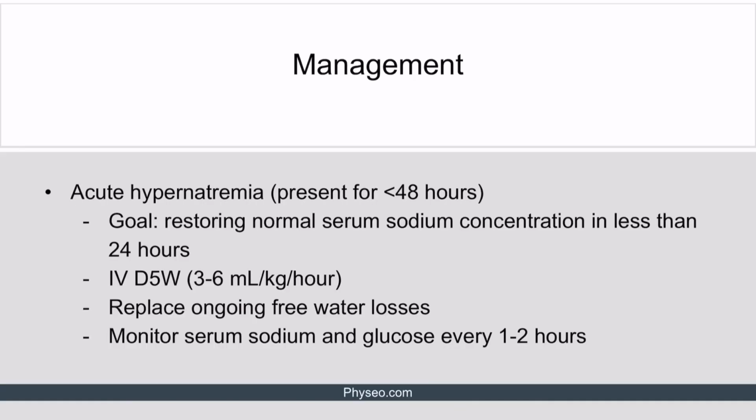Coming to management. If hypernatremia is acute, meaning that it has been present for less than 48 hours, our goal will be restoring normal serum sodium concentration in less than a 24-hour period. This is achieved by administering intravenous 5% dextrose in water at a rate of 3 to 6 milliliters per kilogram per hour, and replacing ongoing free water losses. We should monitor serum sodium and glucose every 1 to 2 hours.